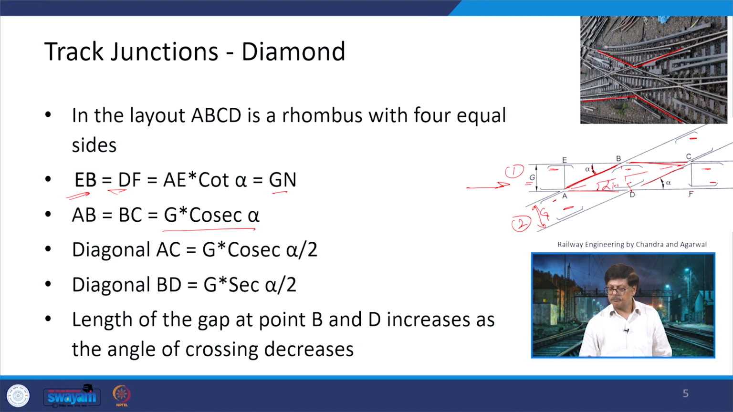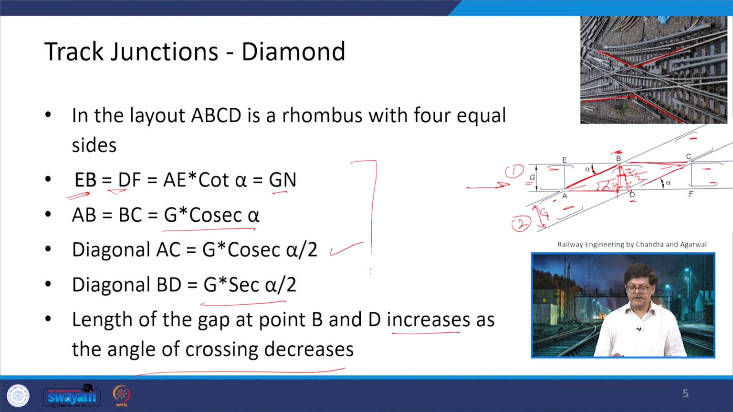So, this is alpha by 2 and here AC is nothing but G cosec alpha by 2. Similarly, if we talk about this BD, this will be G into sec alpha by 2, because this is how we can calculate. This angle again will be alpha by 2. The length of the gap at points B and D increases as the angle of crossing decreases.